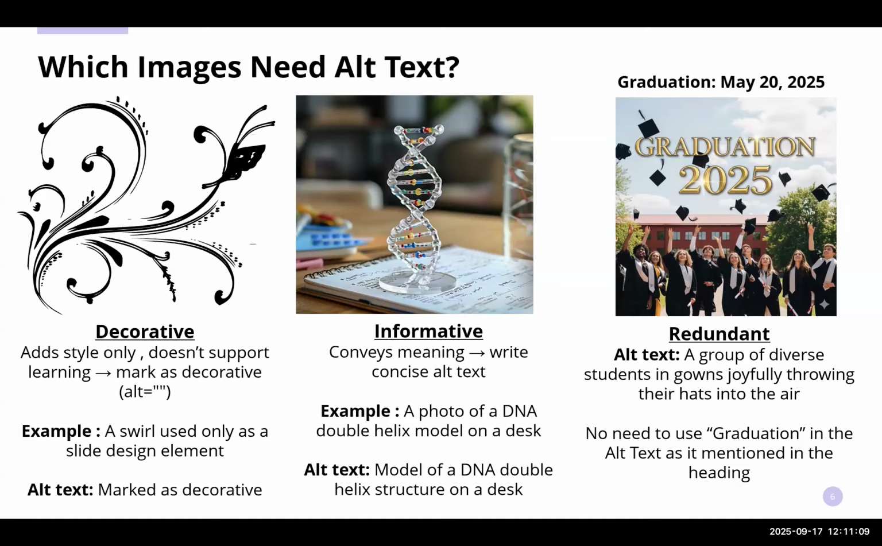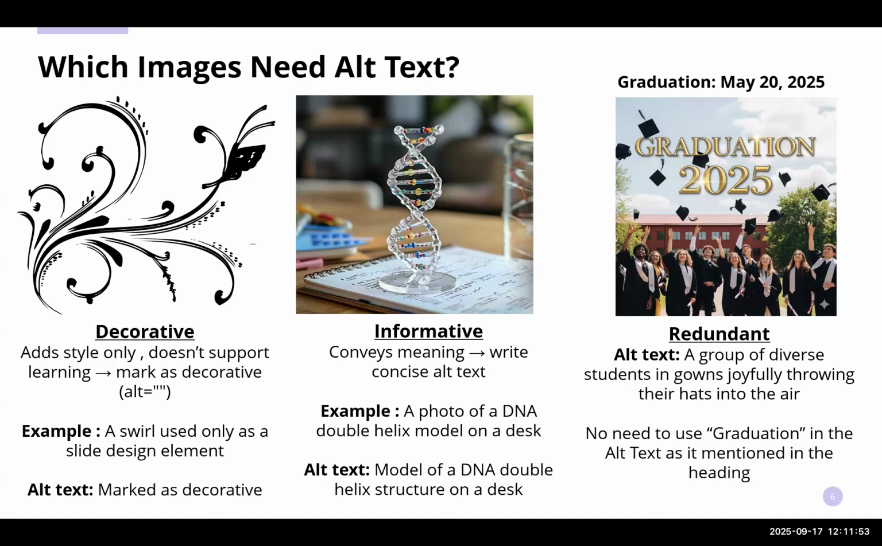So there are two scenarios here which can be done. Either you can completely skip adding the alt text, because whatever message about graduation 2025 is mentioned in the image, we already have that information in the heading. Or you can describe the picture generally without including the terms which are already there in the text. Since both image and the heading mention graduation 2025, there's no need to repeat it in the alt text. So what could be the right text here? A group of diverse students in gowns joyfully throwing their hats in the air. So it is completely optional.